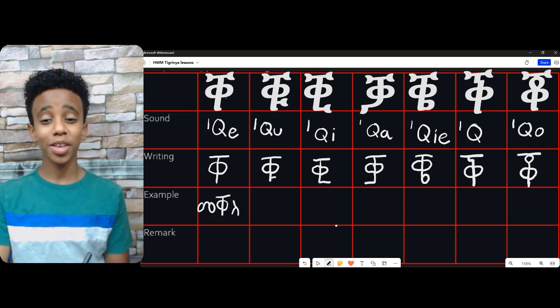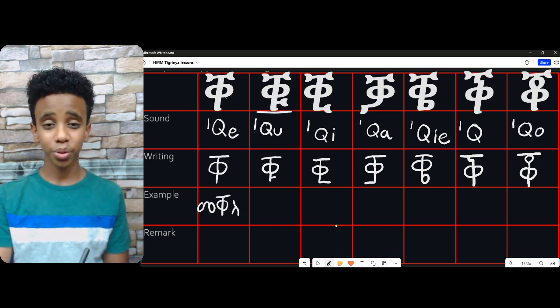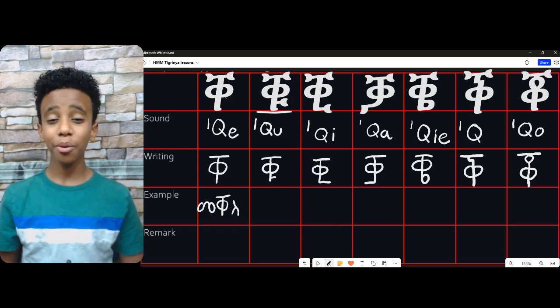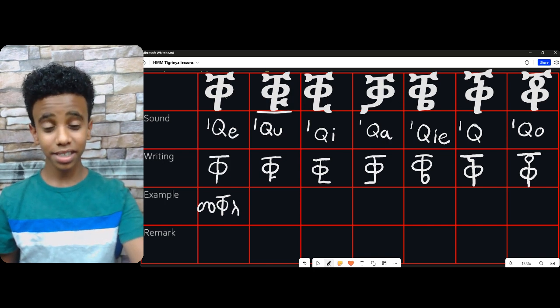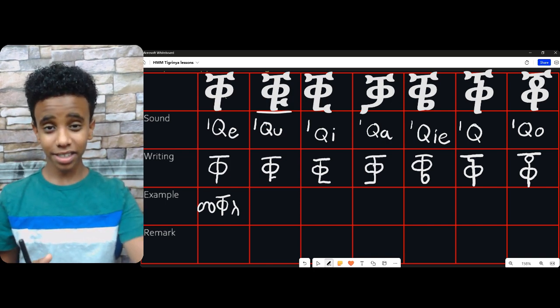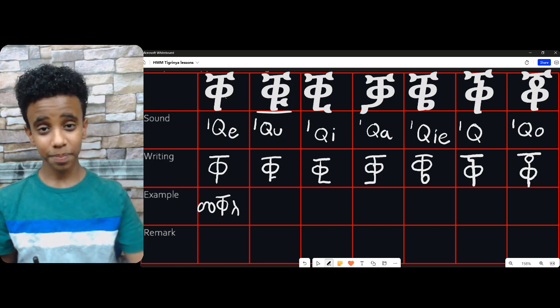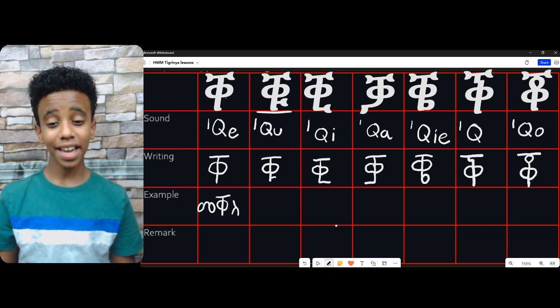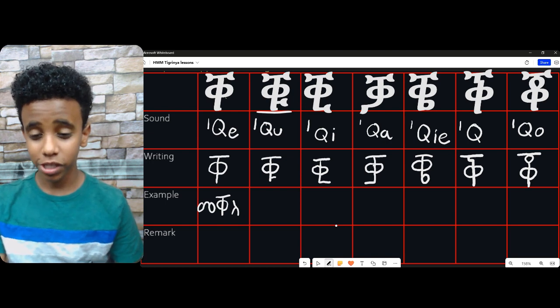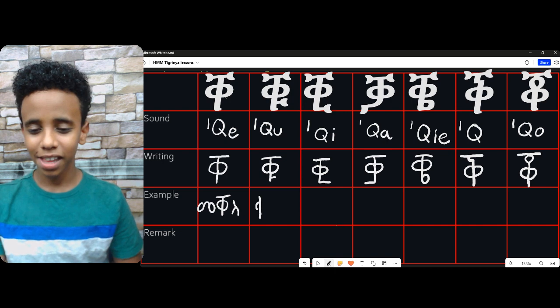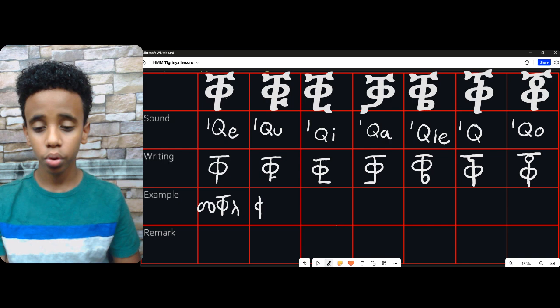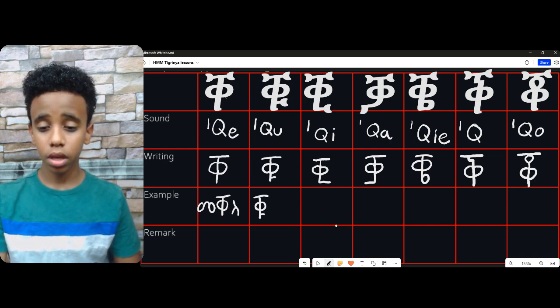Now let's go to our second Tigrinya letter, Q. Our example for the letter Q is Qutri. Qutri in Tigrinya. First, let me write it. I'm going a little ahead of myself. Qutri. So let's make Q.